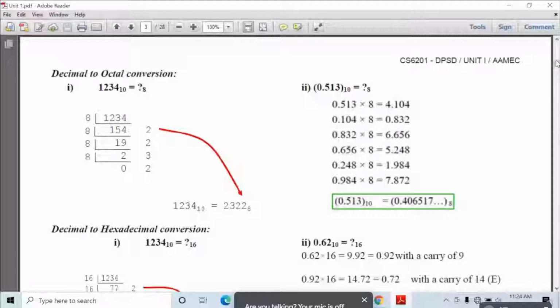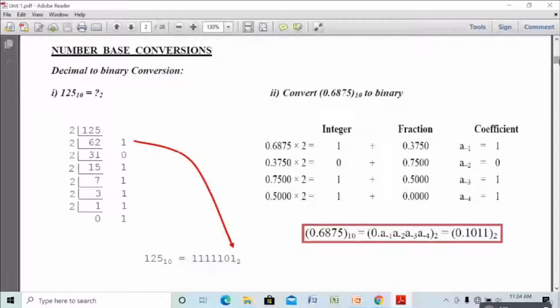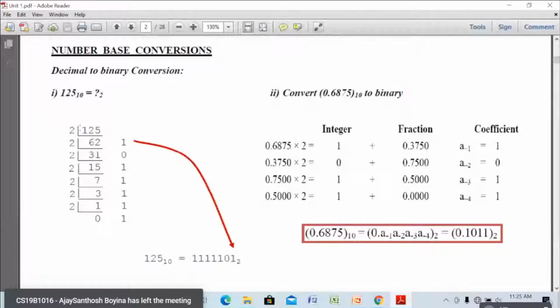So understand clearly. The 125, its base is 10. It means the number 125 is in the form of decimal. Then we are going to convert this decimal number system to binary. This division method is used for conversion purpose. So first we are going to convert from decimal to binary. So our output is binary.